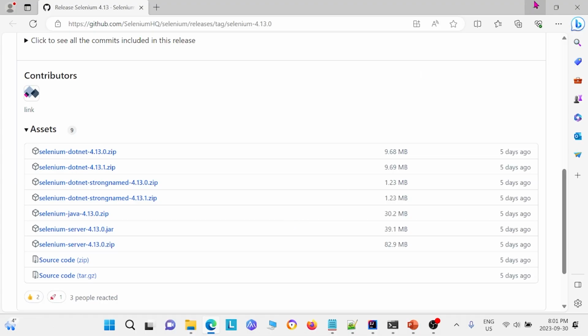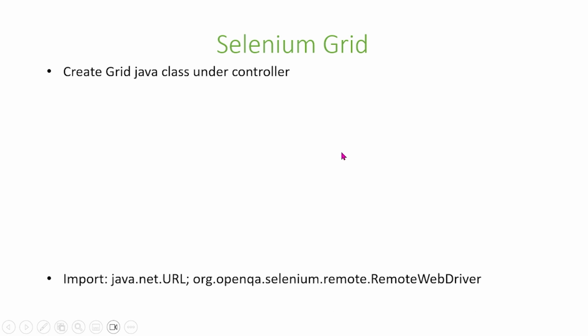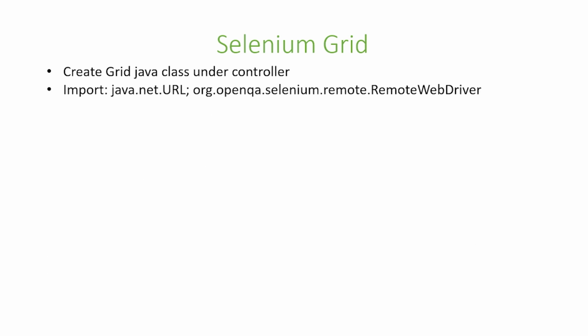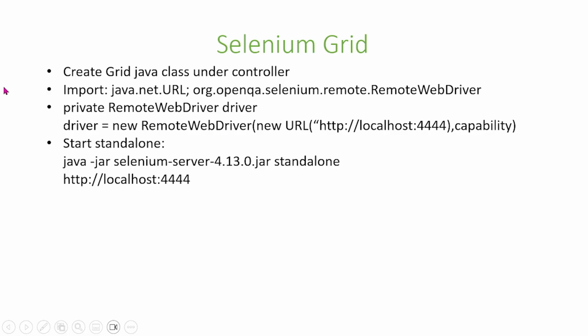We just downloaded it and we put it into the folder that we needed. And to use Selenium Grid, basically what we did was we created a grid Java class under the controller packages, and then we of course imported the package that we need to use, so the remote WebDriver API that we mentioned earlier. And then we also did this, and basically right here, we created an instance for the remote WebDriver, and then we set this new URL argument right here, which is very important.